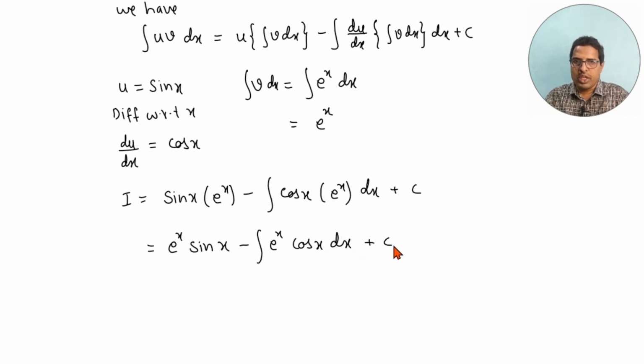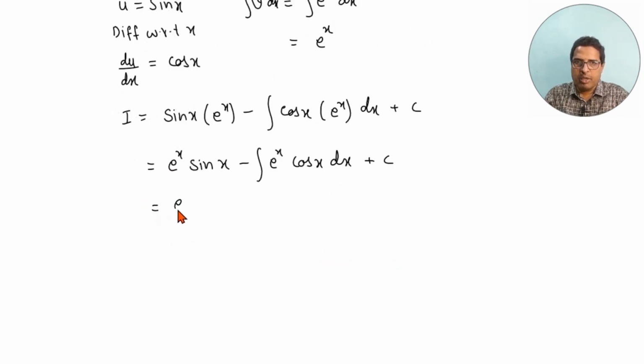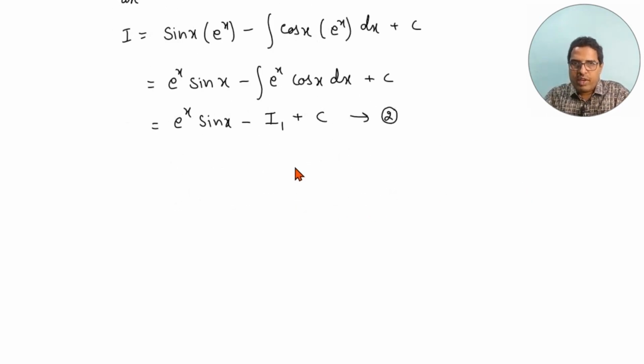Now once again we have got an integral which contains the product of two functions. Therefore we have to once again use integration by parts. So this can be further written as e^x sin x minus I1, where I take this integral as I1, which I need to evaluate separately, plus c. Let me take this as equation number 2. So let us evaluate this I1.